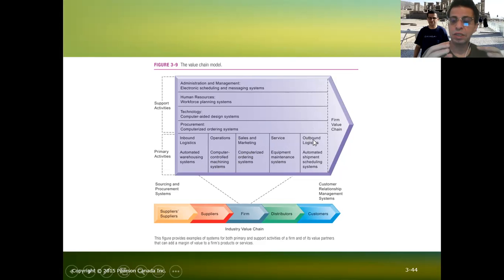In a way, primary activities are any activities that generate funds and revenues for us, and altogether they become a firm's value chain. Now in the firm value chain, we have the source and procurement system, and we have the customer relations management system. So any company is in the middle. You have the supplier who gets supply from another supplier, and you are the firm supplying a distributor who is supplying the customer. Mostly you supply to the distributor and the distributor supplies to the customer. So this is what you call the industry value chain.